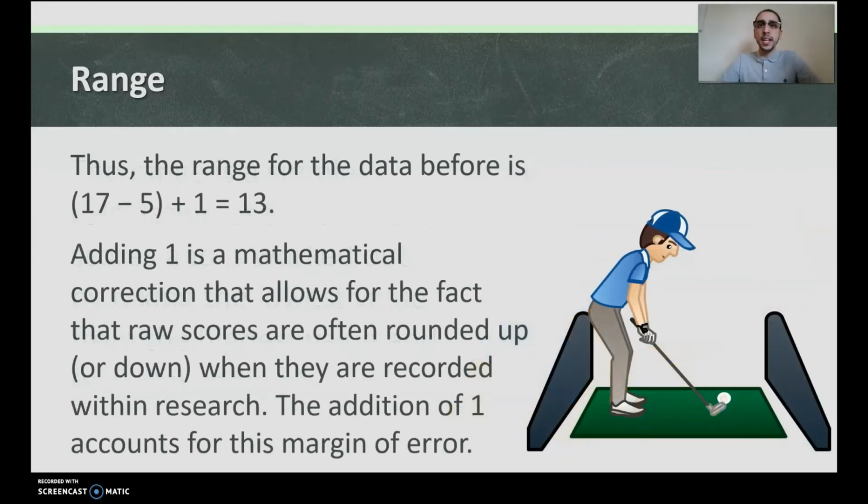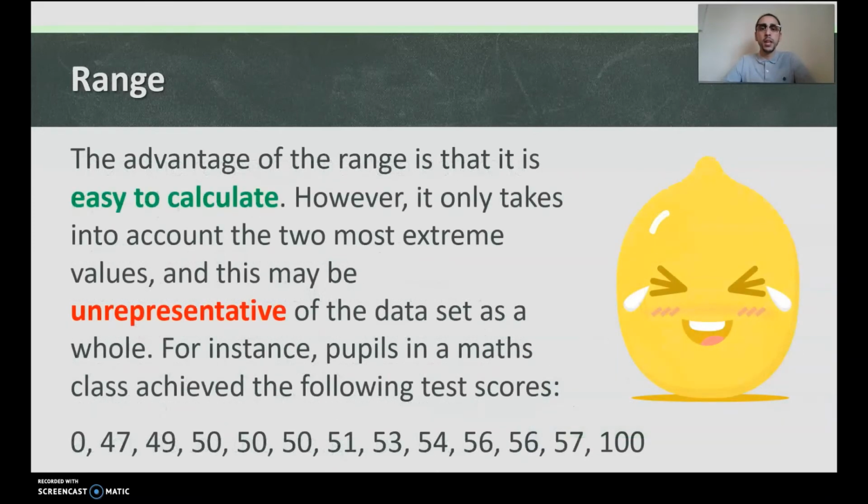Thus, the range for the data before is going to be the biggest value, which is 17, taking away the smallest value, which is 5, and then adding 1, which gives you the range of 13. Some of you may or may not be familiar with adding 1. The reason for this is that adding 1 is a mathematical correction that allows for the fact that raw data scores are often rounded up or down when they are recorded within the research. The number 1 accounts for this margin of error. If you don't understand that, don't worry. It's biggest minus smallest, add 1.